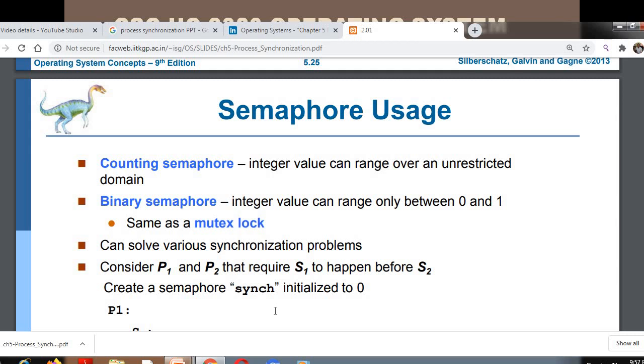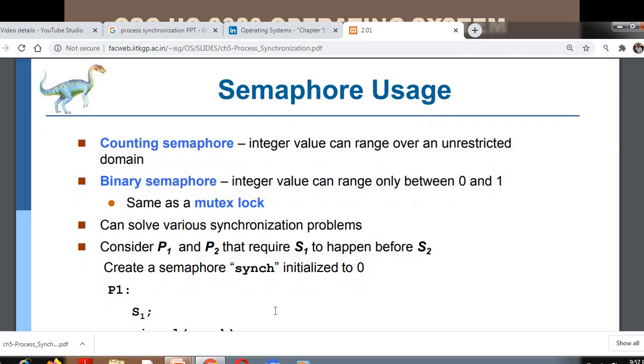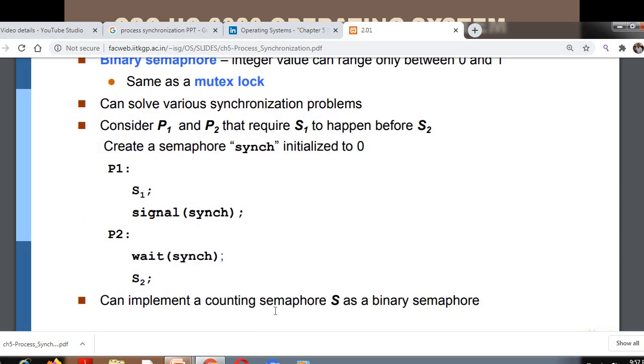Semaphores can be used to solve synchronization problems. Consider P1 and P2 that require S1 to happen before S2. Create a semaphore synchronization initialized to 0. P1 executes S1 and then signal(synchronization), and P2 executes wait(synchronization) and then S2.